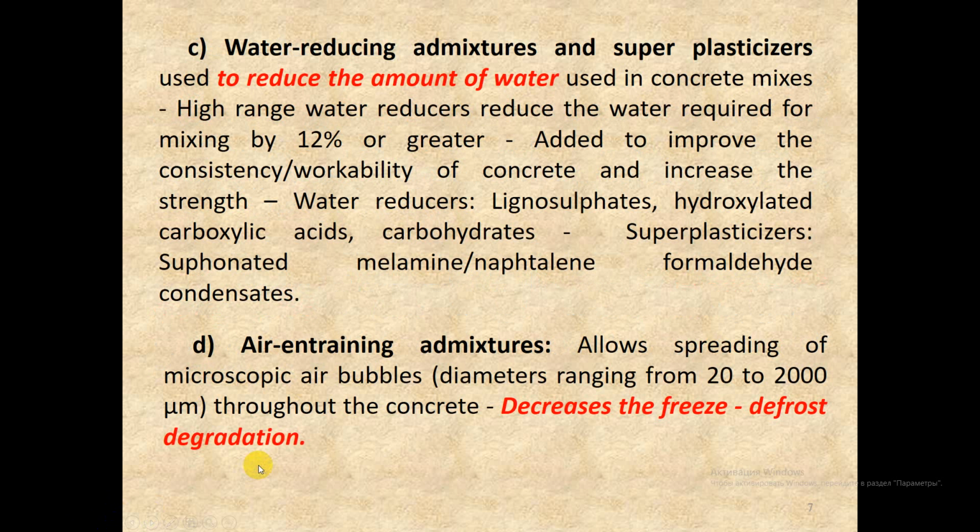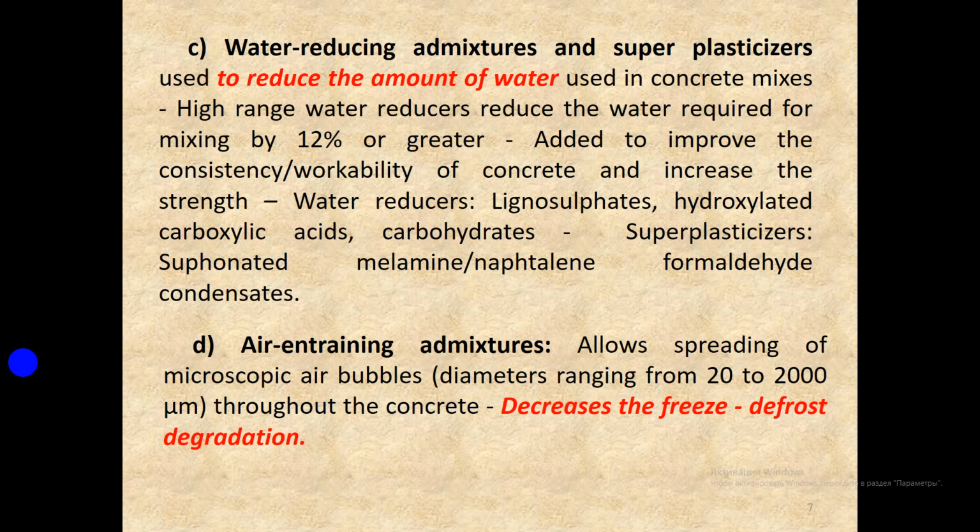Water reducing admixtures and superplasticizers are used to reduce the amount of water used in concrete mixtures. High-range water reducers reduce the water required for mixing by 12% or greater. They are added to improve the consistency and workability of concrete and increase the strength.